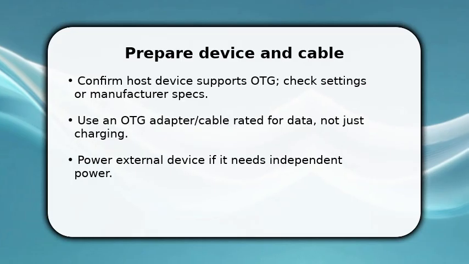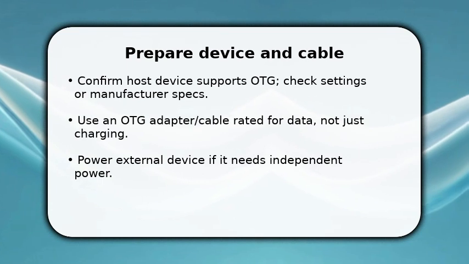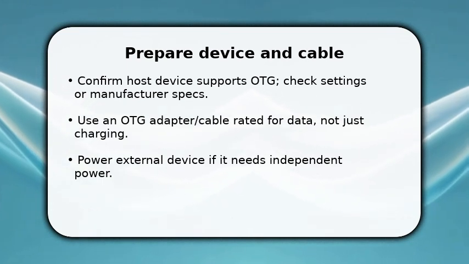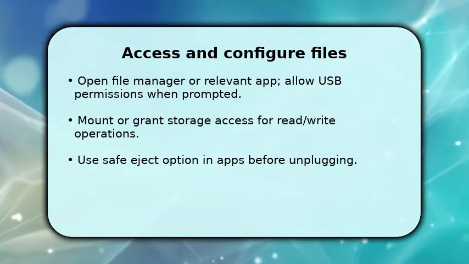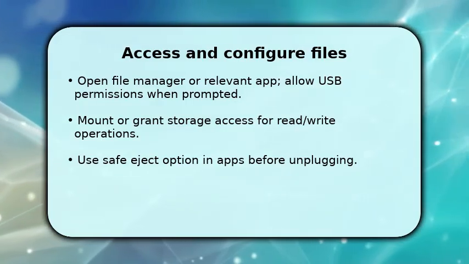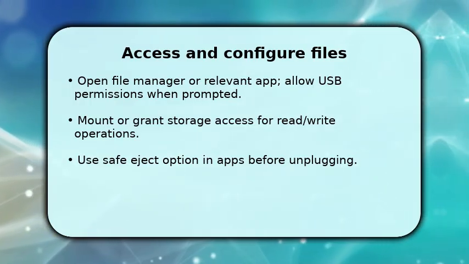If the device isn't recognized immediately, try reinserting the cable or toggling USB settings to ensure data transfer is enabled. Once the OTG connection is active, open your file manager or the specific app you need. You'll often see a permission prompt. Grant it so the host can read and write.